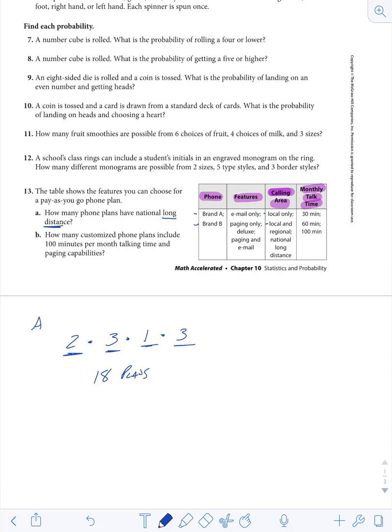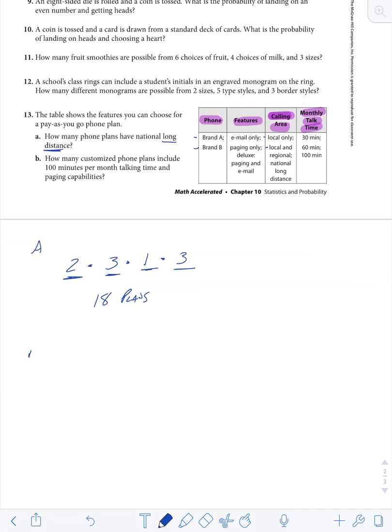Okay. So now if I scroll to part B, again, what am I looking for here? Here I'm trying to figure out how many plans have 100 minutes per month and paging capabilities. So 2 things I'm looking for, 100 minutes and paging capabilities. Just like with part A, I'm going to plug my 4 lines in. Again, one's for phone, features, calling area, and then monthly talk time.